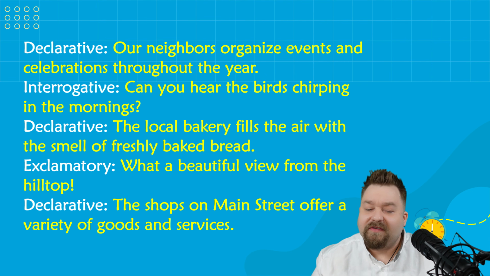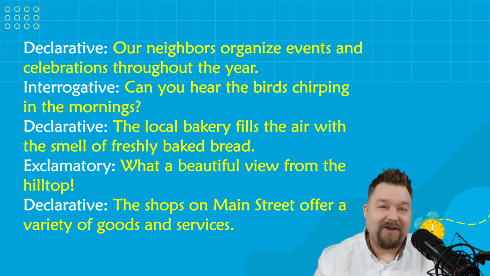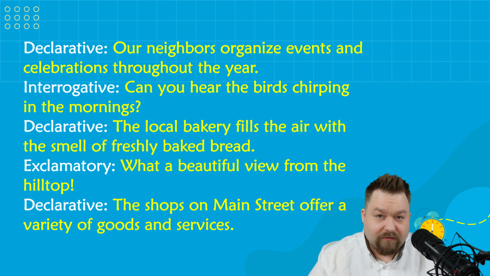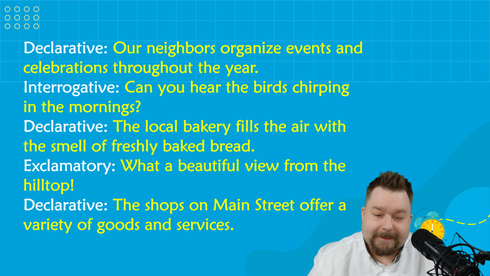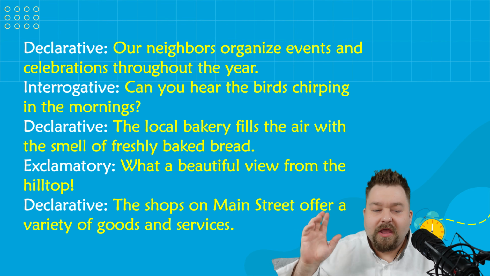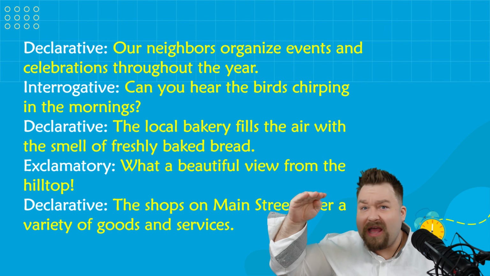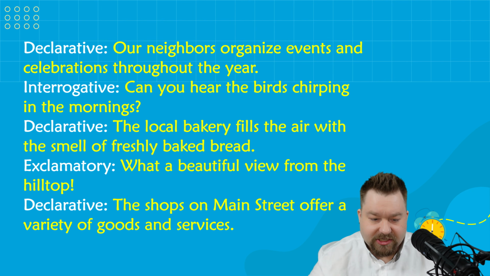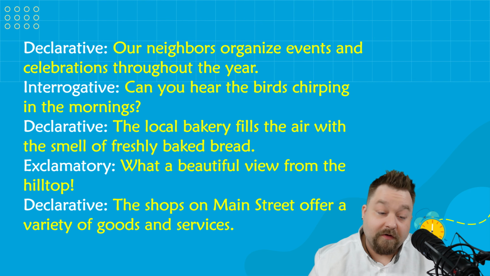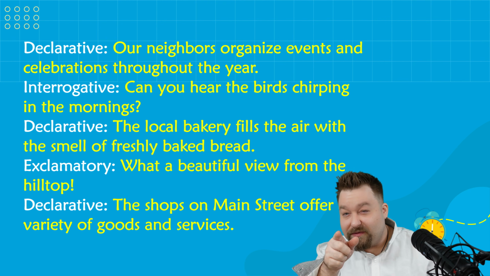Next one. The local bakery fills the air with the smell of freshly baked bread. Wow. But it's still just a true thing. It's a declarative, even though that would be pretty amazing. I'd have a really big belly if I had a fresh bakery smell all. Okay, with a period. Next one. What a beautiful view from the hilltop. Wow. It's an exclamatory sentence with an exclamation point. And the last one. The shops on Main Street offer a variety of goods and services. It's a true sentence. So it's a declarative with a period.